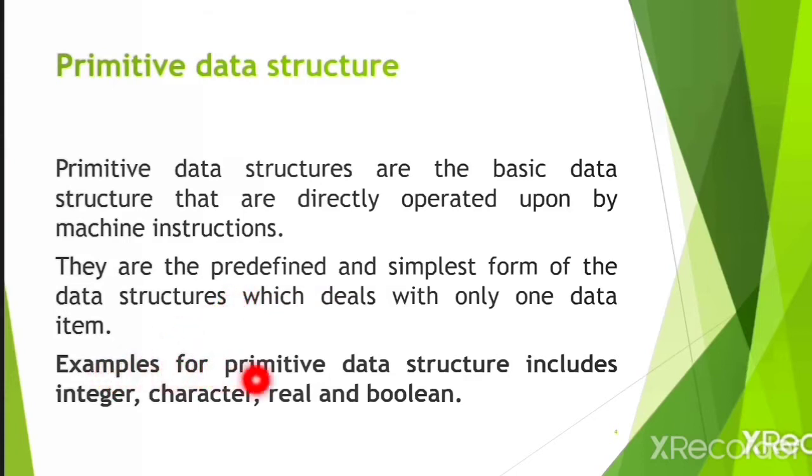Examples of primitive data structures include integer, character, real and boolean. In C language, you have studied the integer data type, character data type and float, that is real data type. But C does not support the boolean data type. So what is this boolean data type? A boolean data structure handles only two values. Either the value will be true or it will be false. Okay, so that is an example of a primitive data structure. Most advanced programming languages like C++ and Java support the boolean data type.